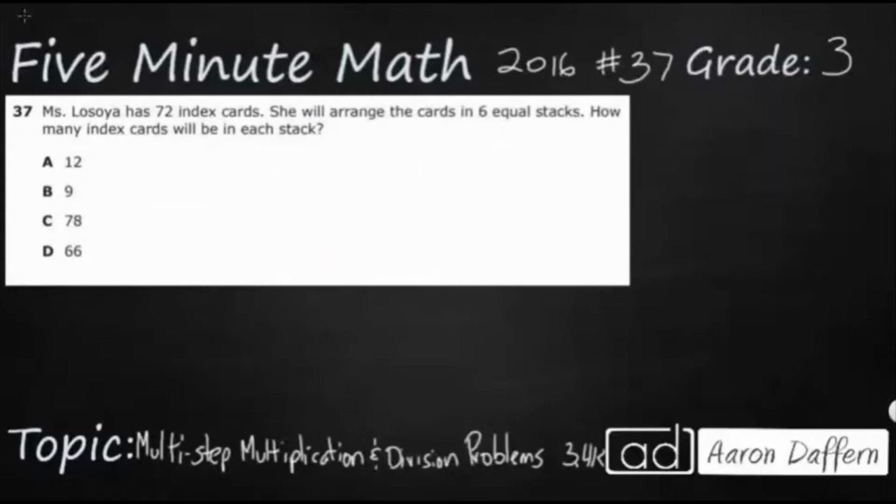And division problems. This is standard 3.4K in the great state of Texas, and we're using item number 37 of the 2016 released STAAR test. If you have not done so already, please take a moment, pause the video, see if you can work this problem out on your own, and then unpause it. We will look at our answers together.